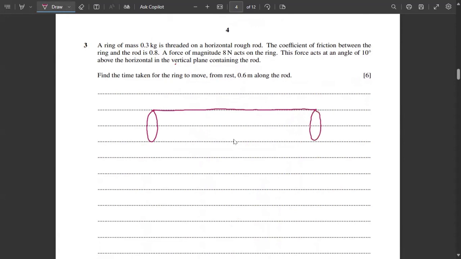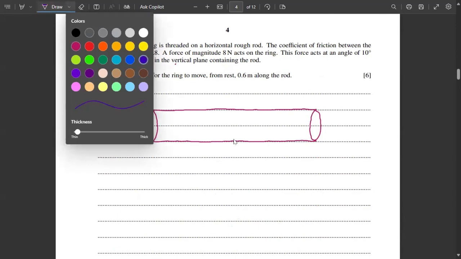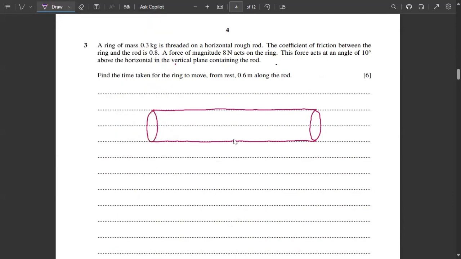It is very important that you understand the question properly. Yeah, this is a horizontal rod. A ring of mass 0.3 kg is threaded. Now, what does this threaded mean? Threaded means nothing but the ring is right here.